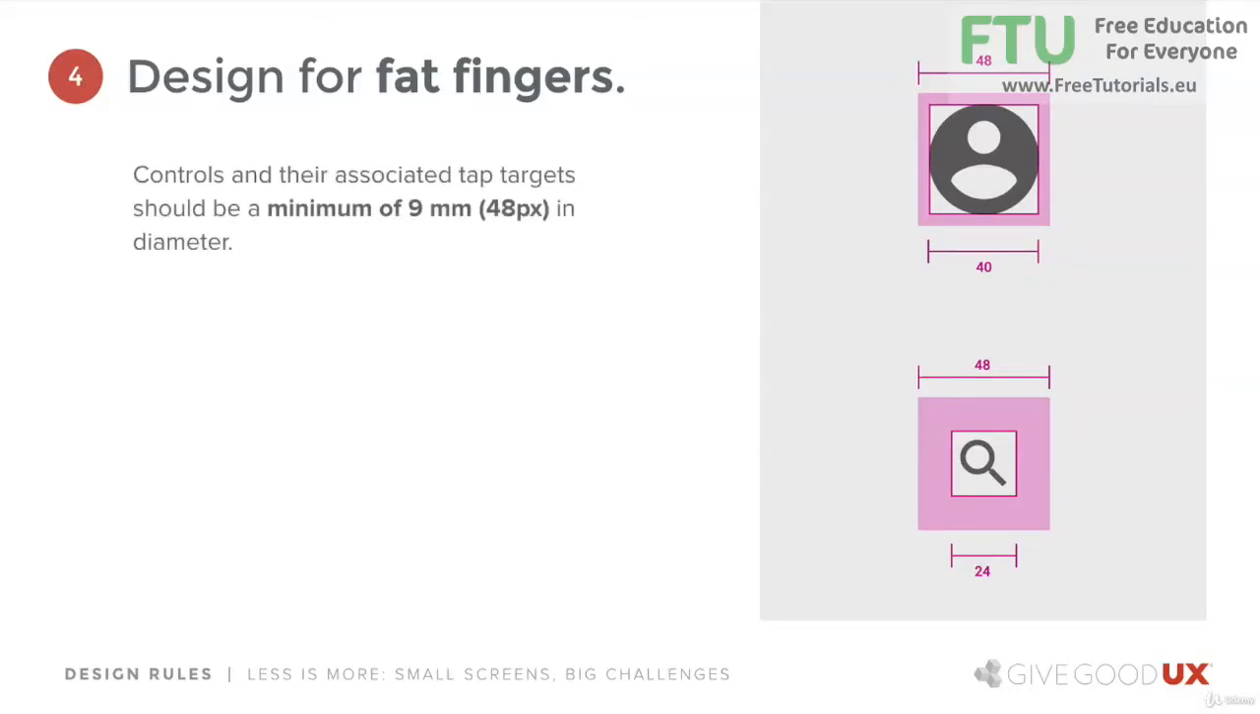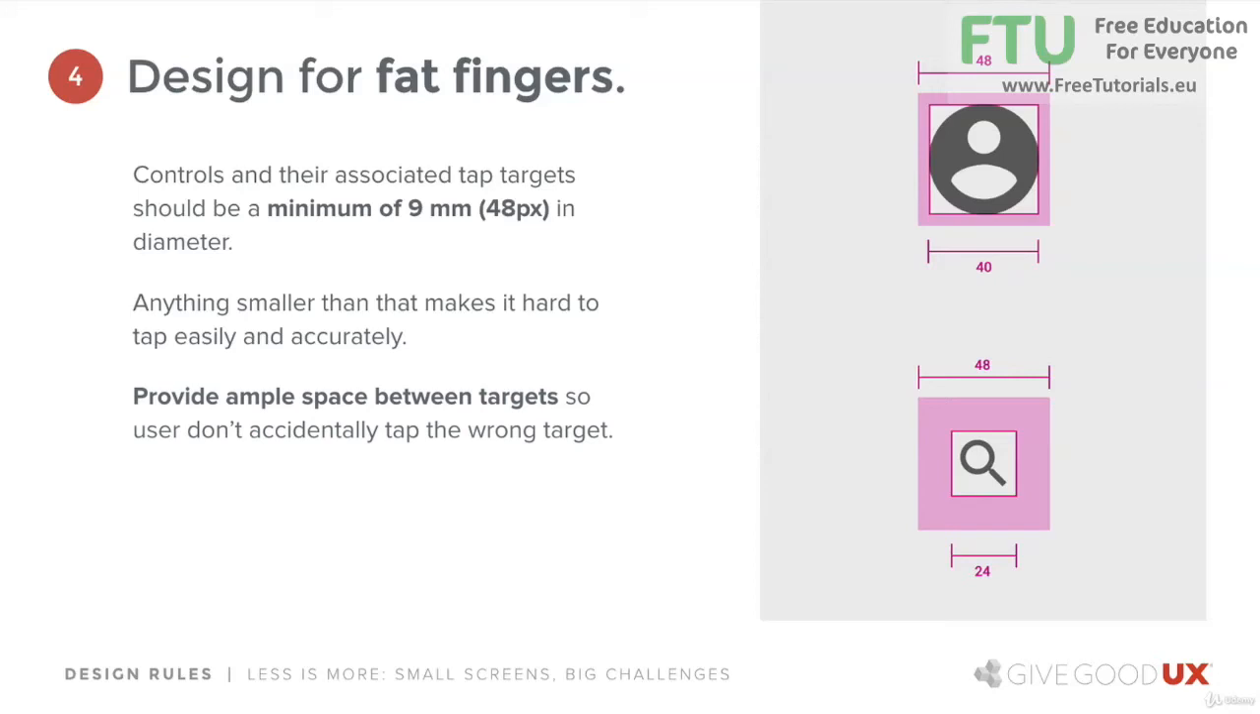Related to that, you also have to design for fat fingers. Controls and their associated tap targets should be a minimum of 9 millimeters, which is 48 pixels in diameter. Anything smaller than that is really difficult to tap with any accuracy. And here's what happens with people. If they tap on it once and it doesn't do anything because they missed the target, their immediate assumption is not, I missed the target. Their immediate assumption is, this damn thing doesn't work. Anything smaller than 48 pixels makes it very hard to tap easily and accurately. So you need to provide ample space between targets so that users don't accidentally tap the wrong target.